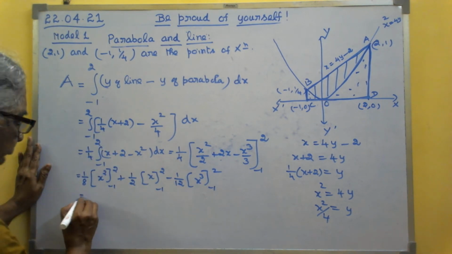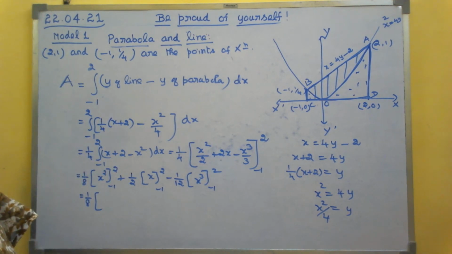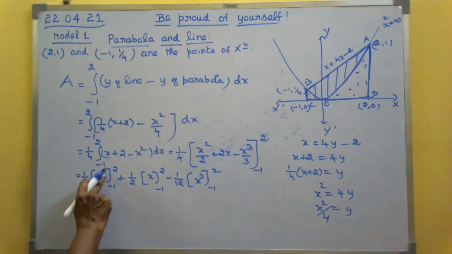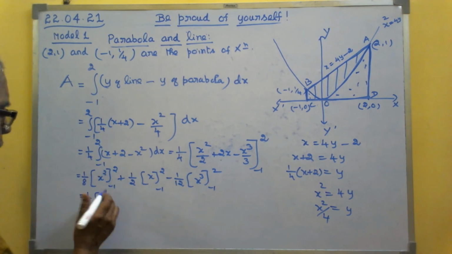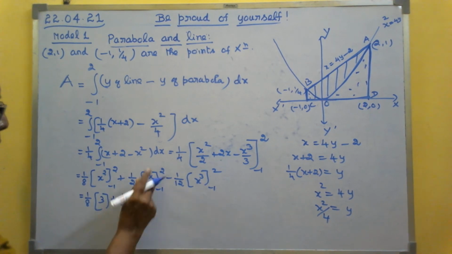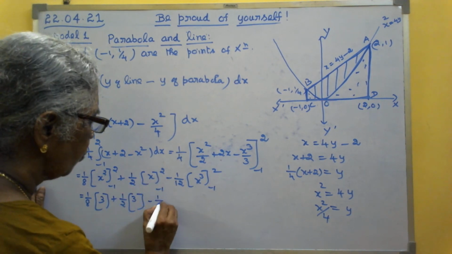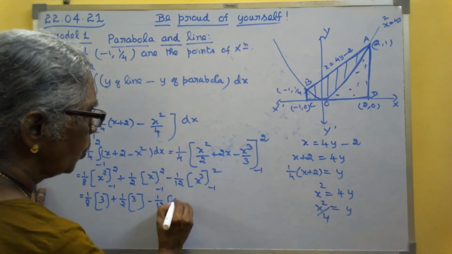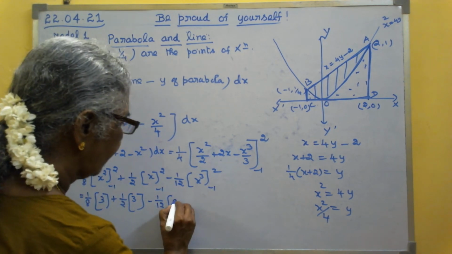So here I will get 1 by 8. You know the upper limit is 2 squared is 4. Minus 1 the whole squared will be plus 1. So you will get 4 minus 1, 3, plus 1 by 2 into 2 minus of minus 1. So I will get 3. Then here minus 1 by 12. X cube, 2 cube is 8. Then minus of minus 1. So I will get 9.